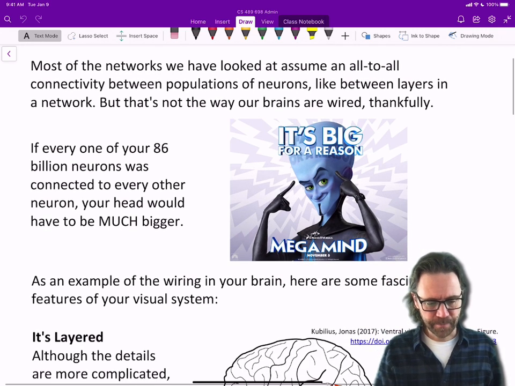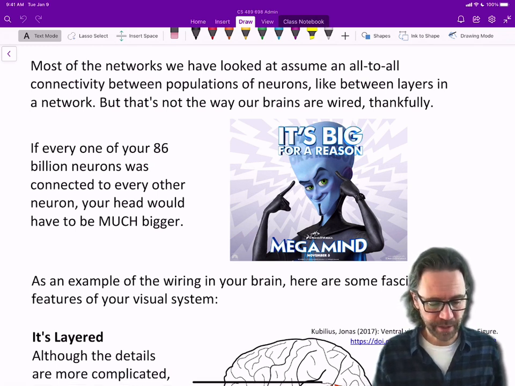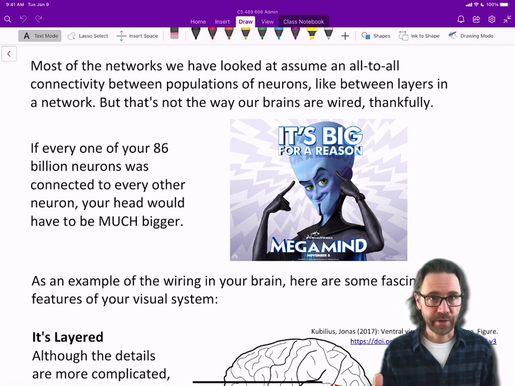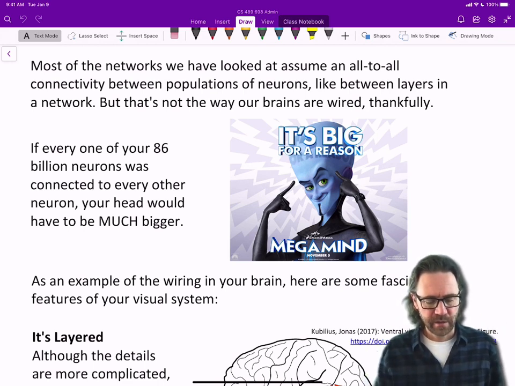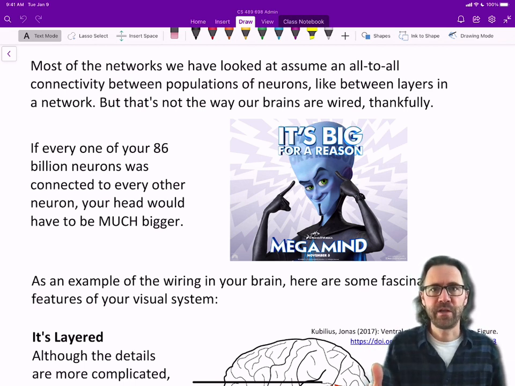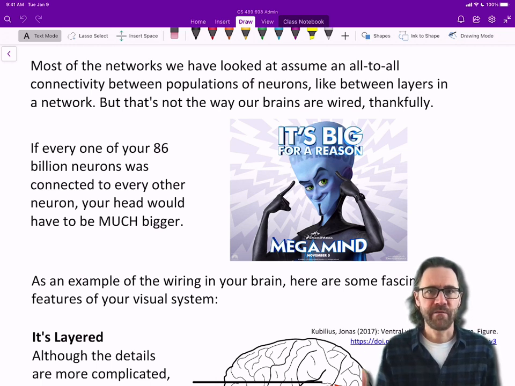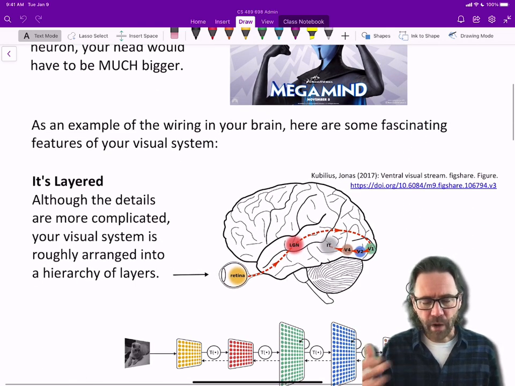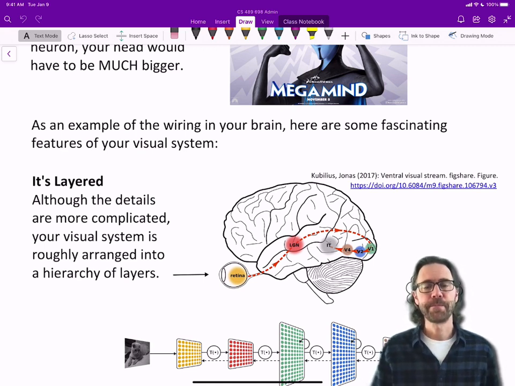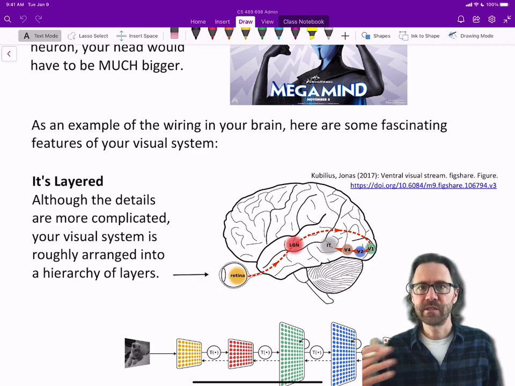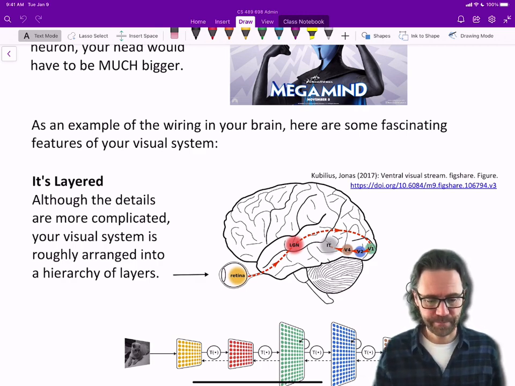In fact, you've got about 86 billion neurons in your brain. About 16 billion of them are in the cortex, which is the outer shell that looks all noodly. If they were all connected to each other, all those connections just wouldn't fit in your brain. So your brain is actually a very sparsely connected neural network. Okay, so as an example of the wiring in your brain and some of the wiring strategies and design strategies, architectures, let's look at some fascinating features of your visual system.